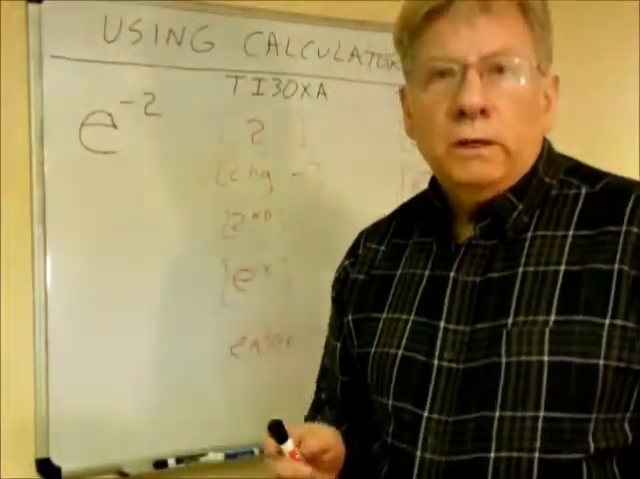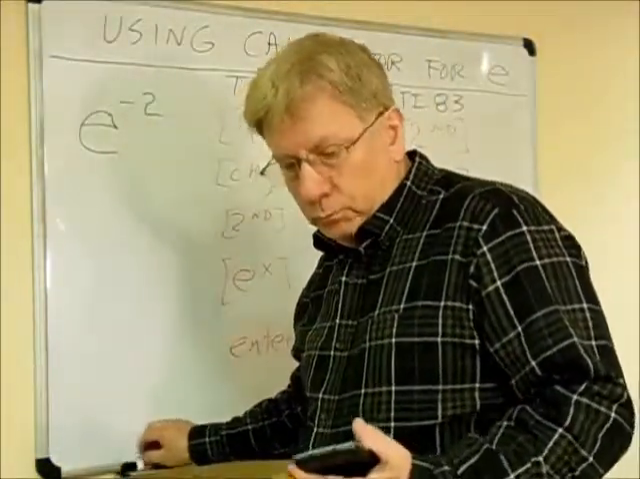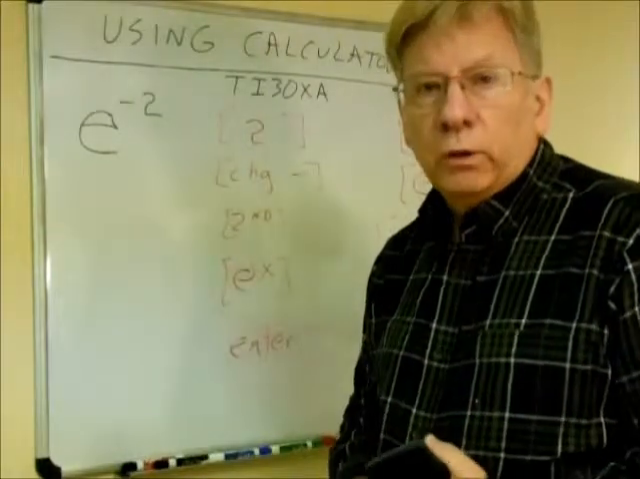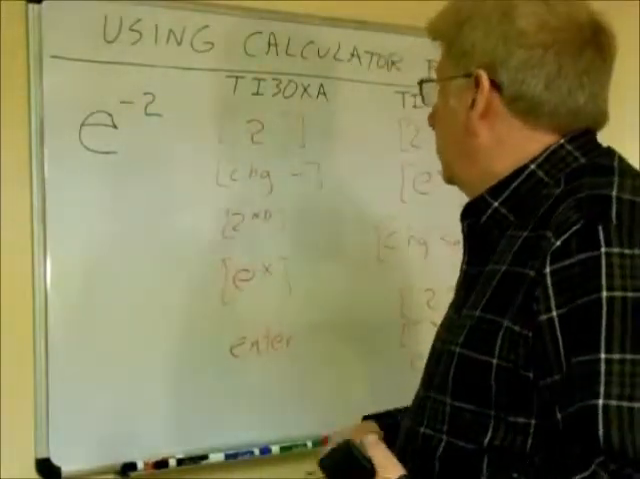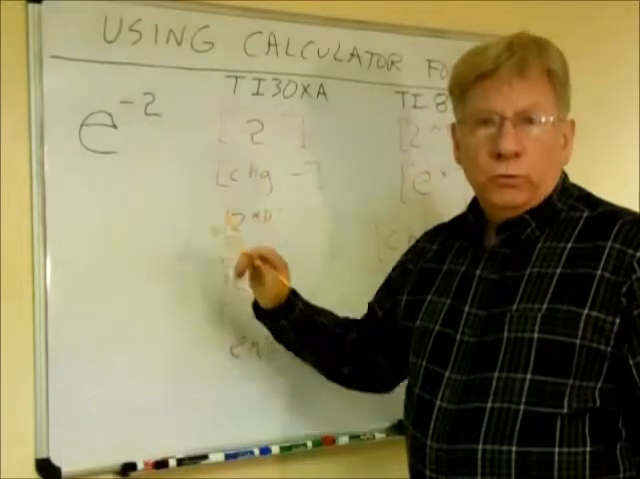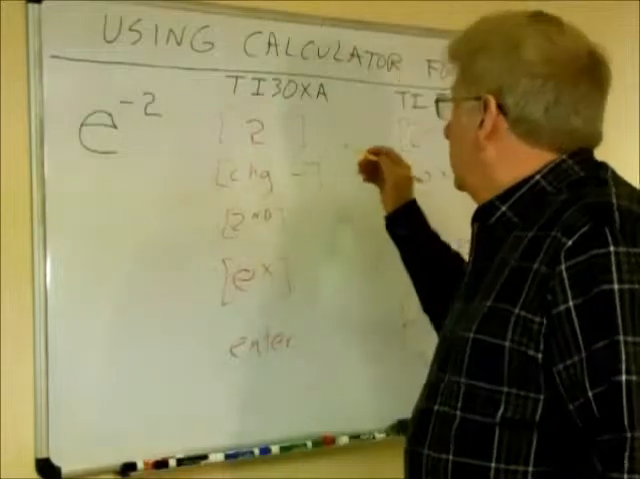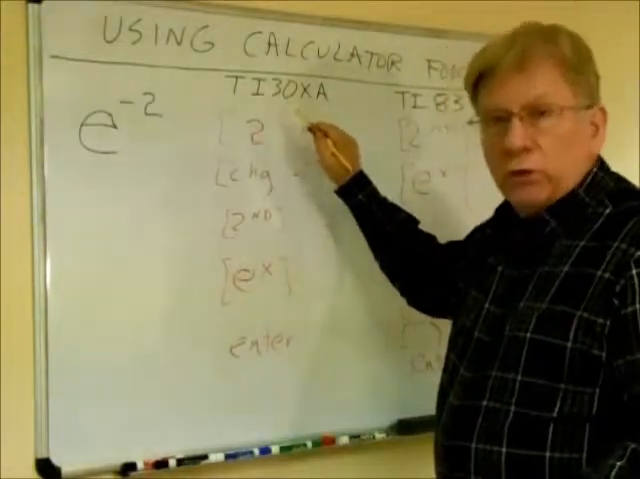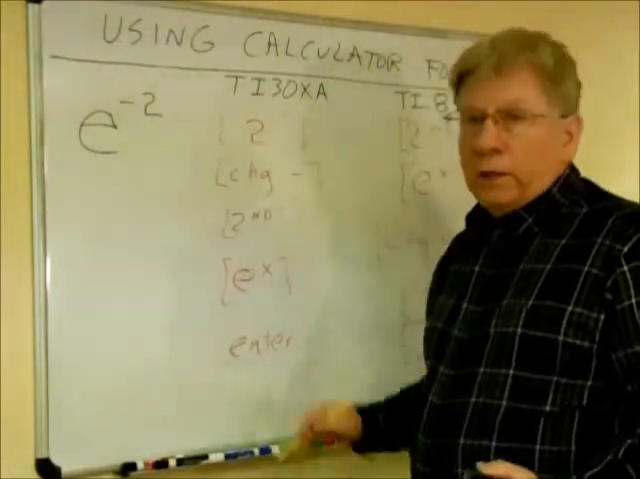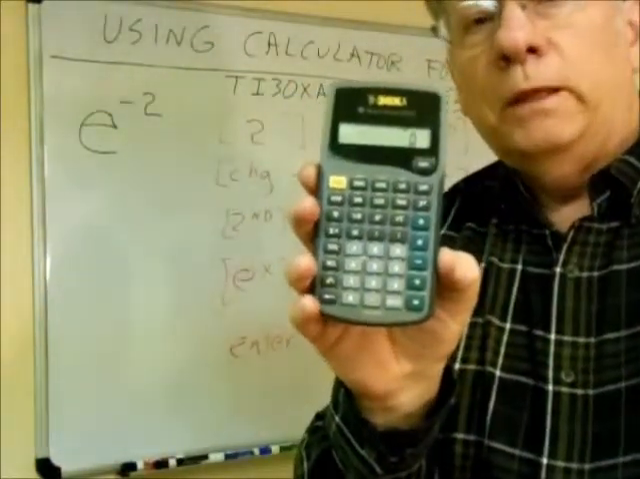In order to evaluate e in an expression, we can use the calculator. I've got two calculators I'm going to use as examples, and the example I'm going to use is e to the negative 2. How would we evaluate that using a calculator? The first calculator I'm going to use is a TI-30XA, which looks like this.